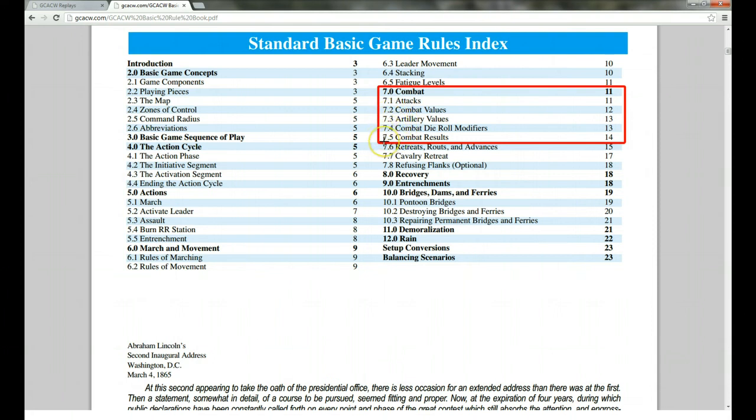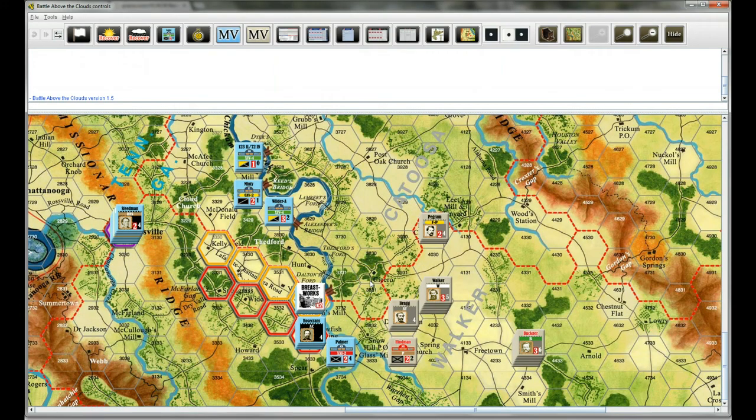And we'll probably get as far as the combat results. I will briefly talk about retreats and routs, but I think that deserves an entire recording unto itself. So I'm going to touch on it a bit here, and then we'll devote more time to it a little bit later. Well, let's get started.